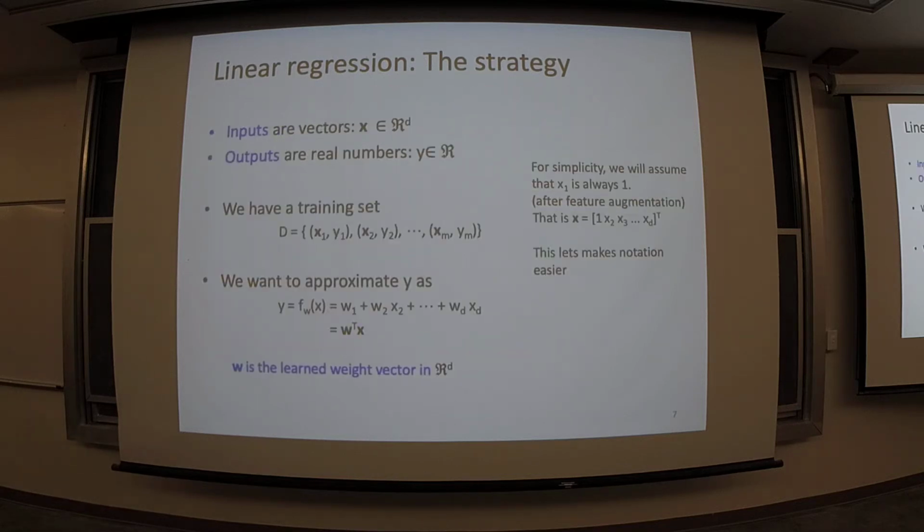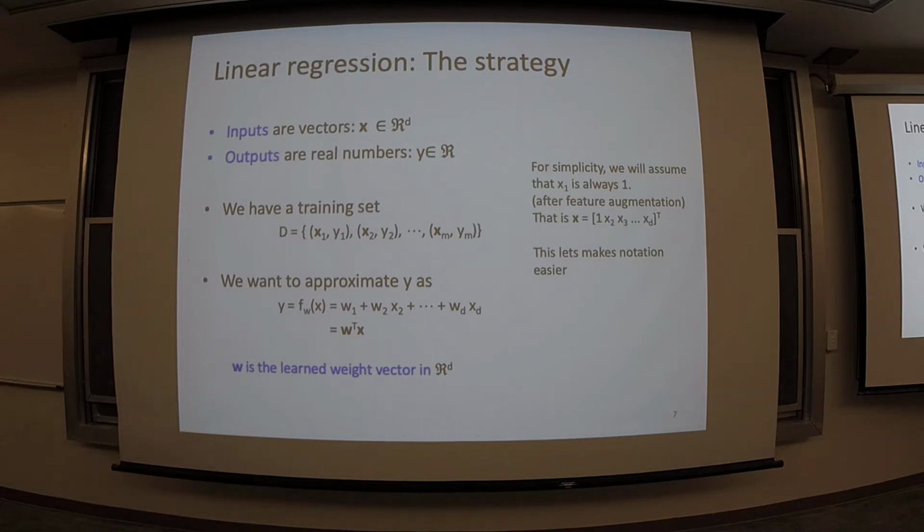So in general, we're going to assume the inputs are vectors that reside in d-dimensional space. And here, for simplicity, we assume that you have already done feature augmentation, meaning that x1 is always 1. I have already inserted a constant feature 1 into every original feature vector, so that I do not need to explicitly deal with bias and weight vector separately. We just put them together. Does that make sense? So don't confuse that.